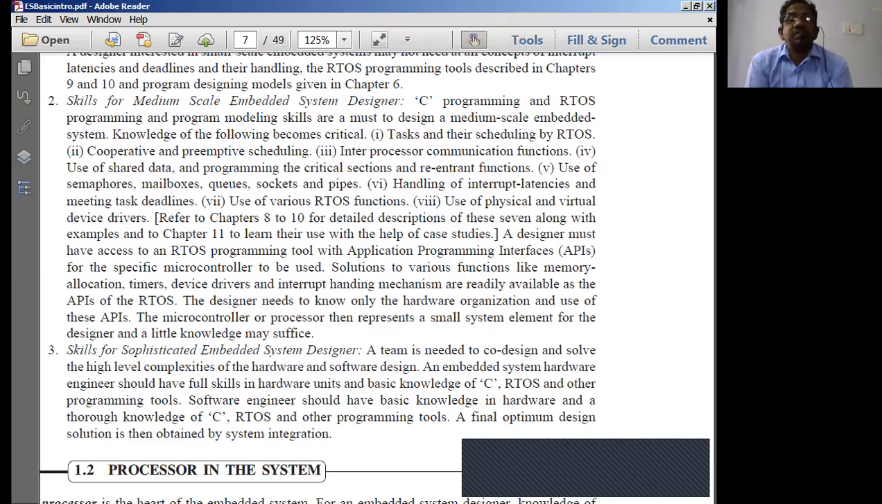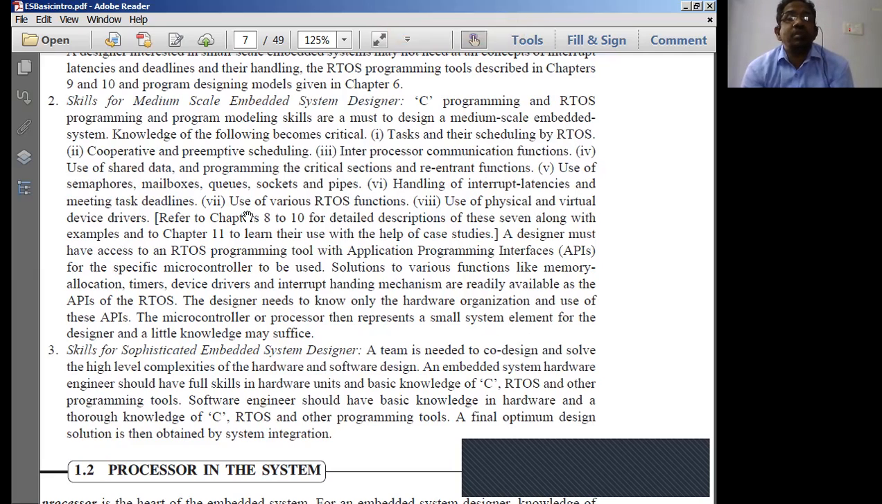You should understand what a task is, what time scheduling is, task scheduling by an RTOS, and what cooperative and preemptive scheduling are. These concepts come into the picture when time boundaries and time limitations become part and parcel of the concepts. So we need to know inter-process communications.